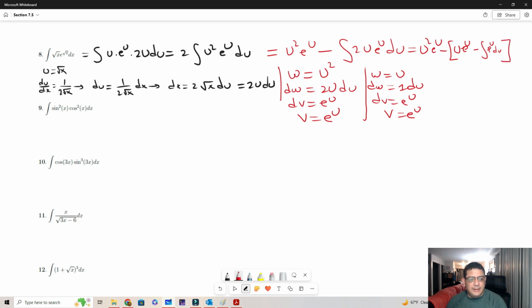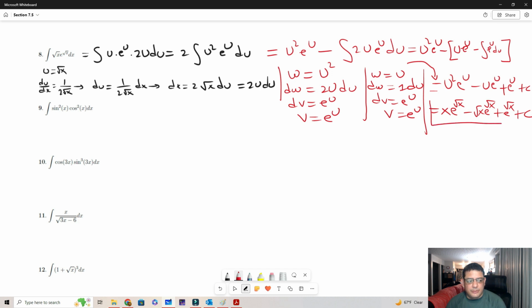And so at last the whole integral becomes u squared e to the u minus u e to the u minus e to the u plus c. And this minus with this minus becomes a plus. Okay, so now we're in terms of u, but we have to go back to the original variable. So u squared is going to be x. This is x e to the square root of x minus square root of x e to the square root of x plus e to the square root of x plus c. So this is the final result of this whole integral.